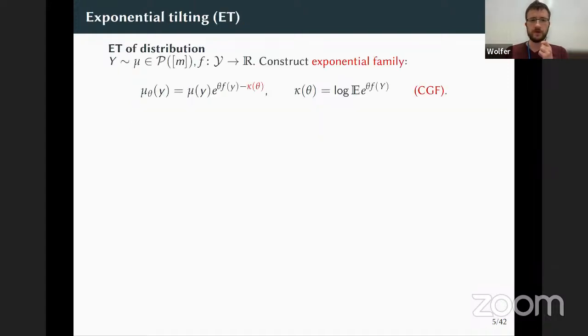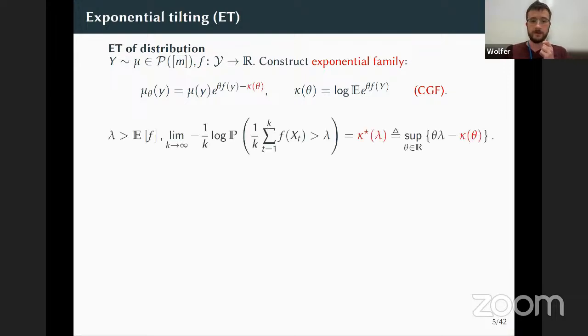Let me give you some motivation on why we should consider geometry for Markov kernels. Recall the exponential tilting of distributions. For a given distribution and function, I can construct the following exponential family, where each element is multiplied by some exponentiated term, and I have to be careful to rescale in order to normalize to 1. And here kappa will correspond to the cumulant generating function. The dual of this cumulant generating function will govern the large deviation rates.